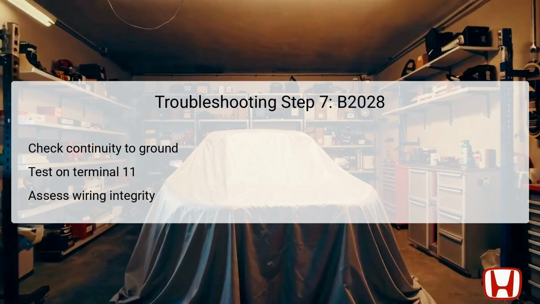Following the disconnection of connectors, the technician must now check for continuity between the left power sliding door remote control assembly, connector A, 14P, terminal number 11, and body ground.